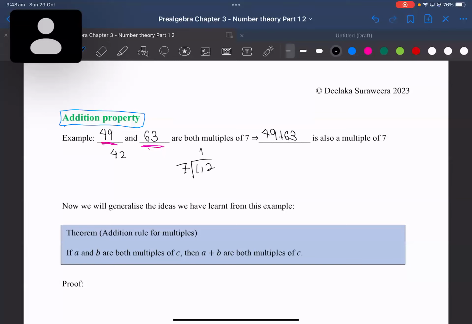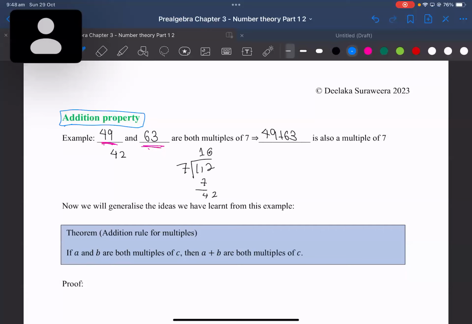7 goes into 11 once. 1 times 7 is 7. Carry the 4 down. 42. 42 goes into 7 6 times. So that would be 7 times 16, because 42. Right? So the important thing is it's 7 times 16.